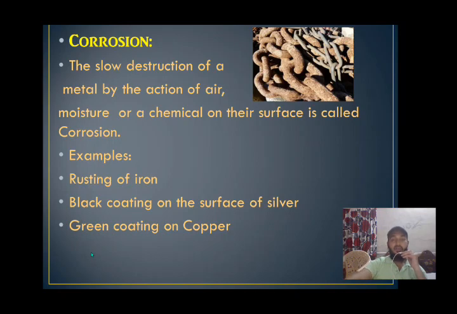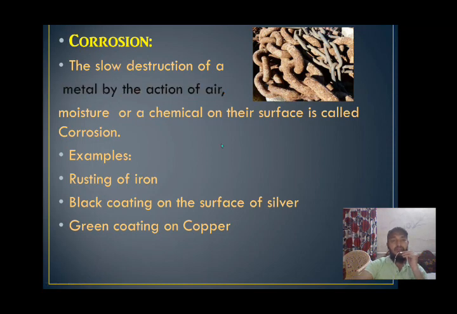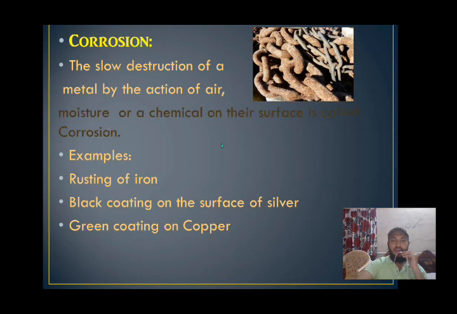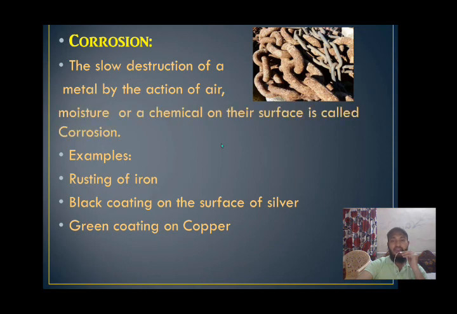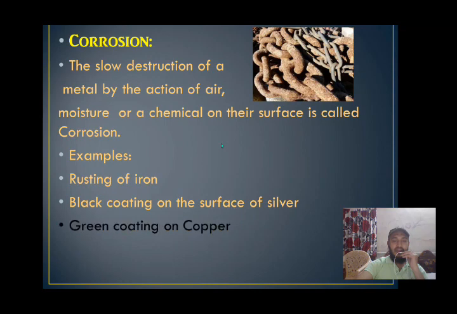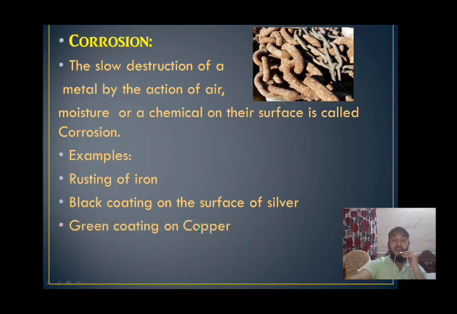Next our topic is corrosion. What is corrosion? Corrosion is the slow destruction of metal by the action of air, moisture or a chemical on their surface. For example, rusting of iron, black coating on the surface of silver and green coating on the copper.